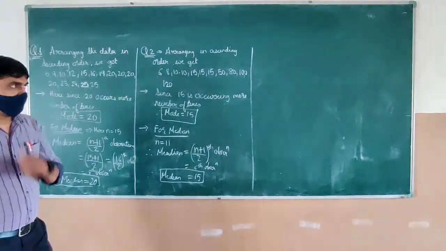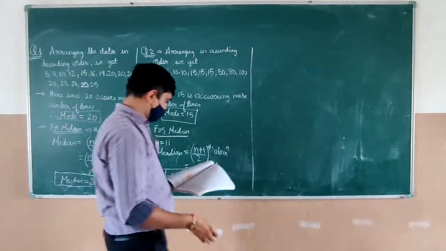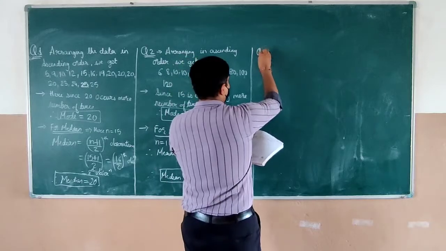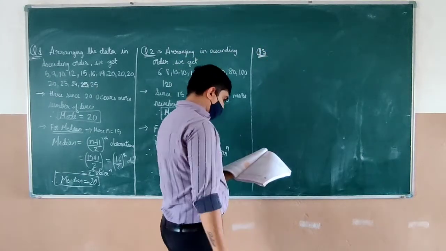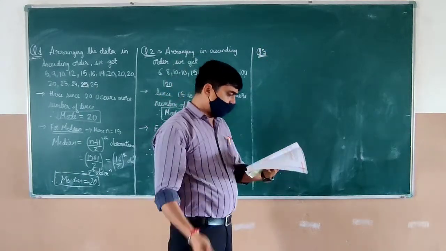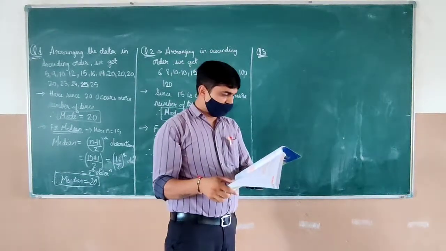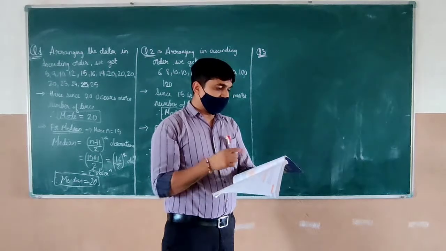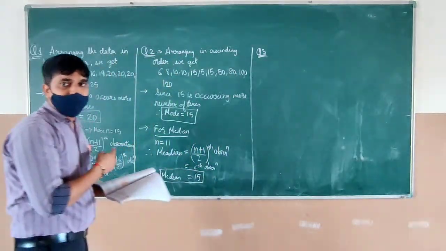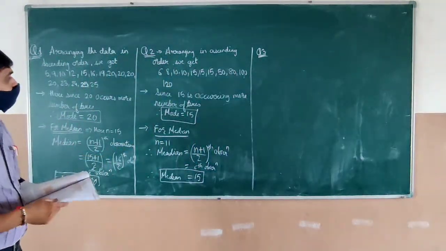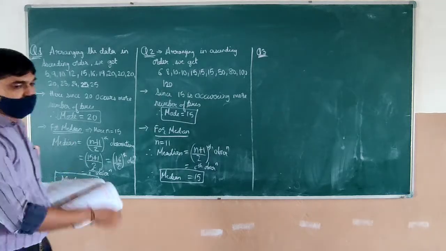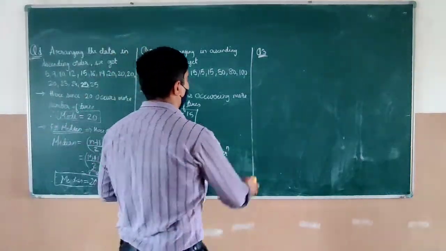Understood? Move on to the third question. If you want to form a table, tell me. Sorry, in the third question they have also asked us to find the mean. There we are supposed to find the mean also. And how do we find the mean?